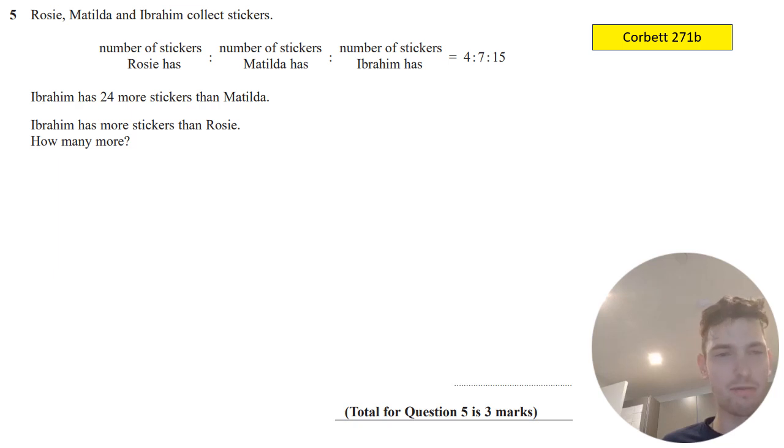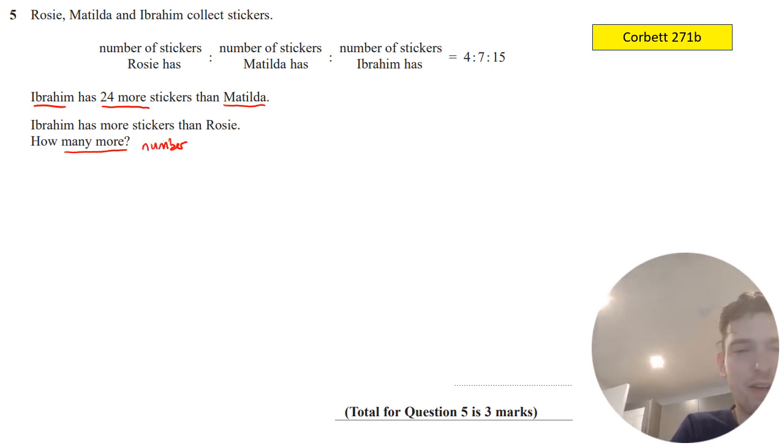Okay, Rosie, Matilda, and Ibrahim collect stickers. It's given the ratio R to M to I, 4 to 7 to 15. And it says Ibrahim has 24 more stickers than Matilda. Ibrahim has more stickers than Rosie. How many more? So our answer needs to be a number. How many more stickers Ibrahim has than Rosie?